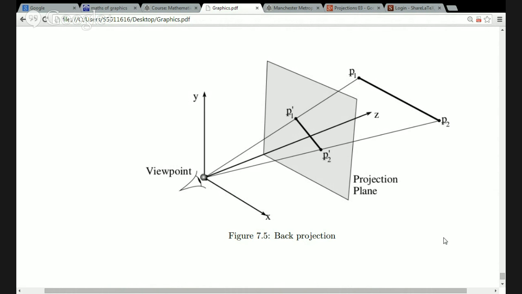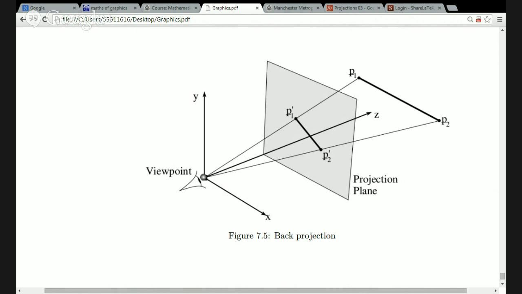Keep that diagram in your mind, or keep it on view in front of you. So what have I called this? This is exercise 7.4. I won't bother reproducing that diagram in the notes because everybody has it in front of them. So we're given that information: P1, P2, P1 prime, P2 prime.